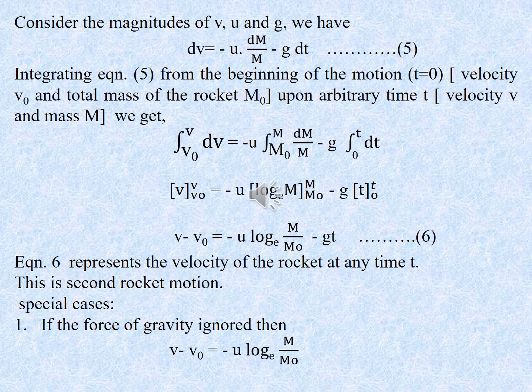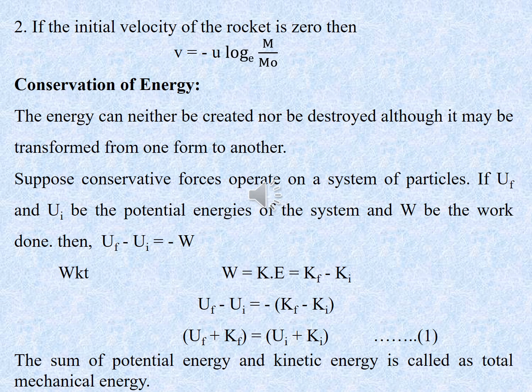Special cases: 1. If the force of gravity is ignored, then v minus v naught is equal to minus u log m by m naught. Case 2. If the initial velocity of the rocket is 0, then v is equal to minus u log m by m naught. Next topic: conservation of energy.